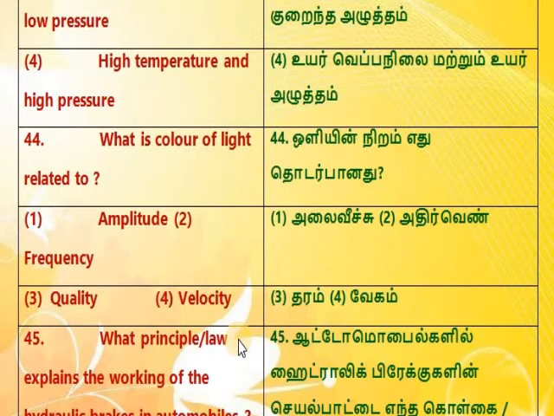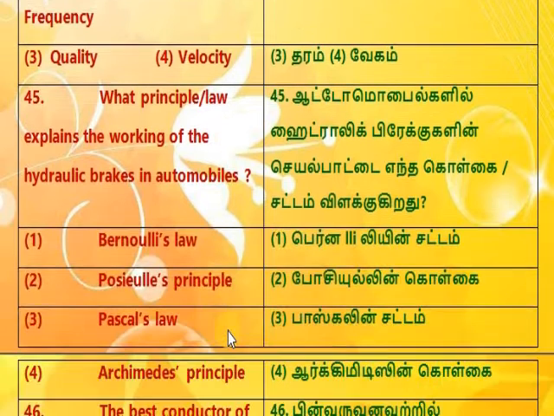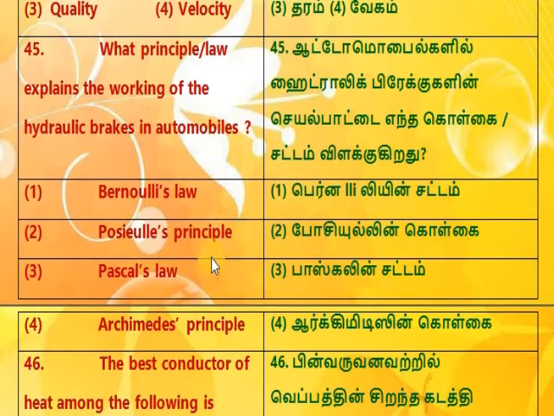44. What is color of light related to? 1. Amplitude, 2. Frequency, 3. Quality, 4. Velocity. 45. What principle/law explains the working of the hydraulic brakes in automobiles? 1. Bernoulli's law, 2. Poiseuille's principle, 3. Pascal's law, 4. Archimedes' principle.